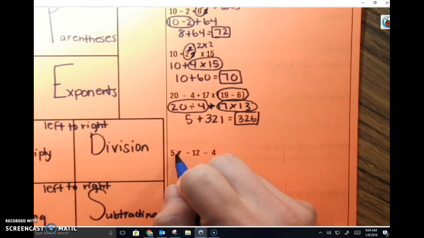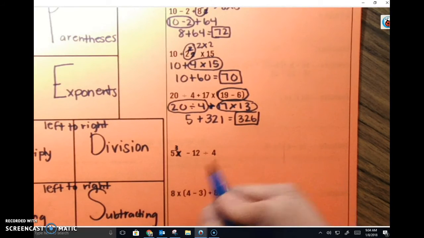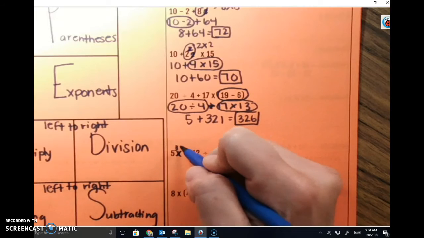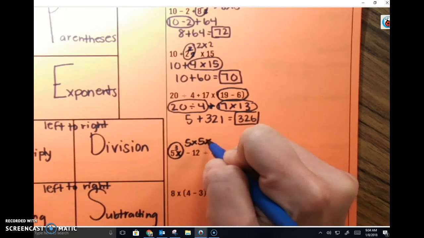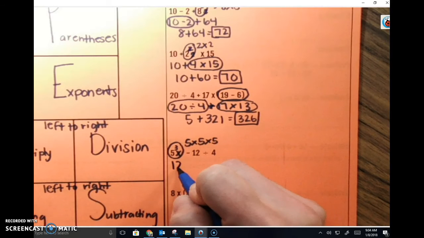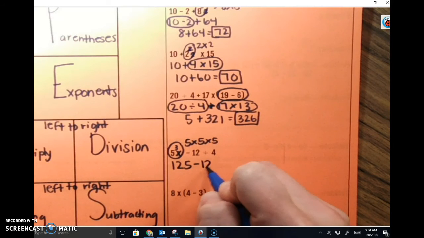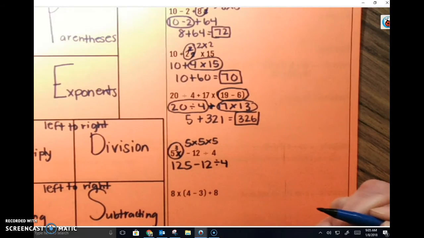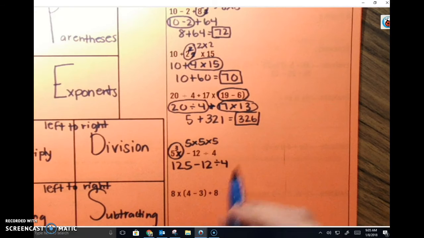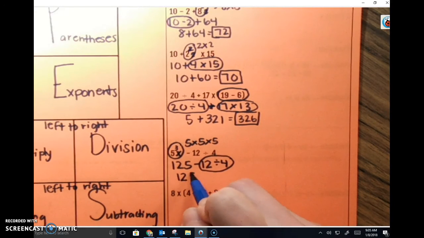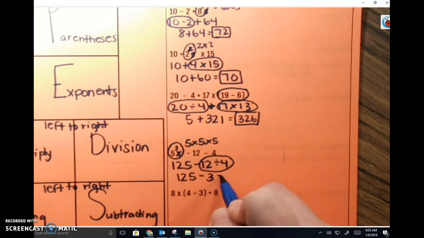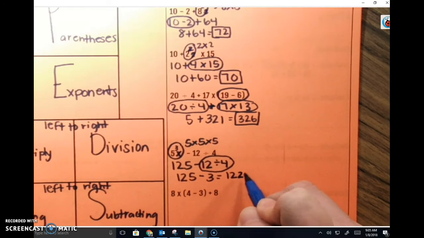Next, remember this is supposed to be an exponent. We have 5 to the third minus 12 divided by 4. Exponents come first. So we have 5 times 5 times 5, and that's 125. So I'll rewrite the problem. The next thing we're going to do: division comes before subtraction. So we're going to divide. So we have 125 minus 3 equals 122.